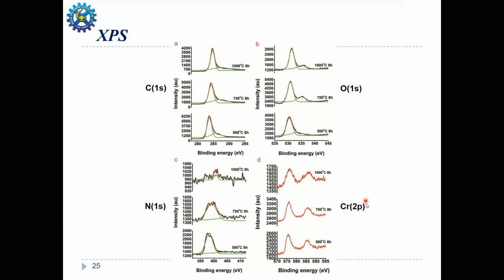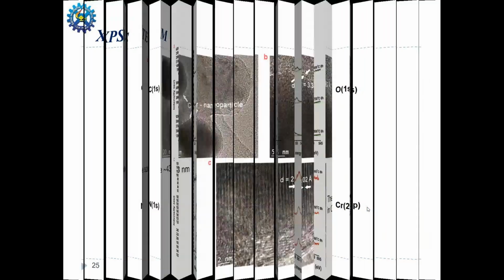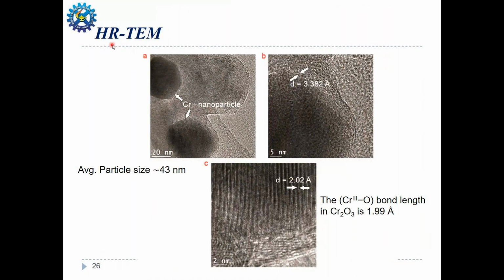And the kind of chromium present is the trivalent and not the hexavalent one, which is very important for certain applications, because the trivalent chromium is fairly safer compared to hexavalent chromium, which is highly carcinogenic in nature. So these are the HRTEM images, which show that the particles are surrounded by carbon layers, and the chromium nanoparticle is present, which is around 40 nanometer. And this is the d-spacing, which is around 2.02 angstrom, which is comparable to the chromium oxygen bond length.